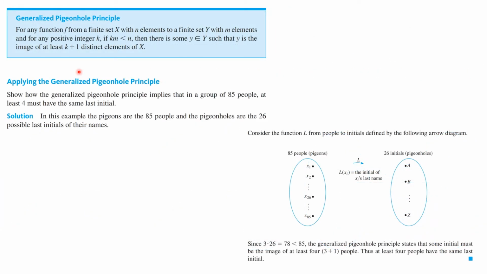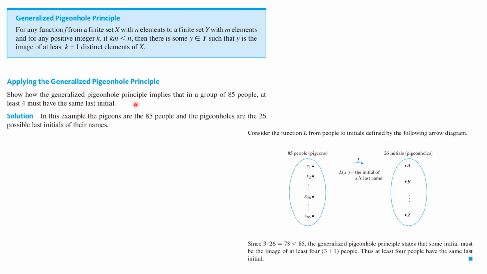So if we state this in math speak, here's how we would state the generalized pigeonhole principle. For any function f from a finite set X with n elements to a finite set Y with m elements, and for any positive integer k, if k times m is less than n, then there is some y in capital Y such that y is the image of at least k plus 1 distinct elements of X. So let's apply this to a problem.